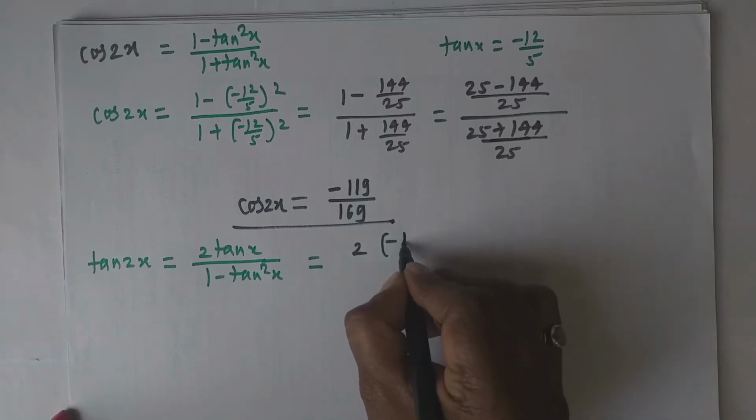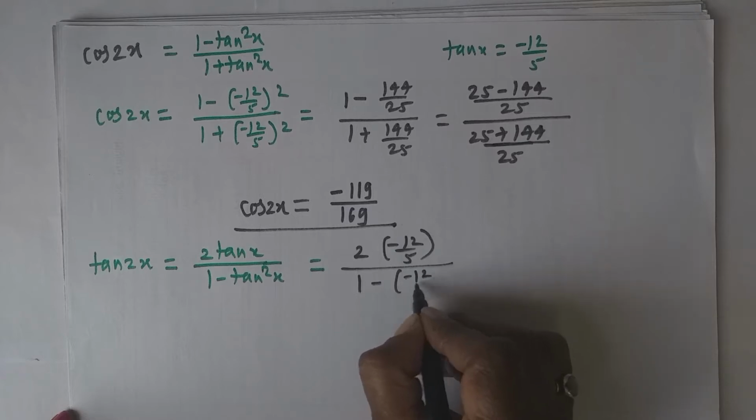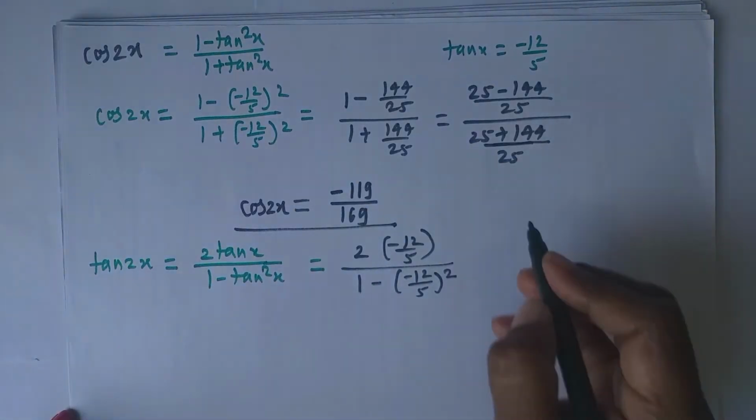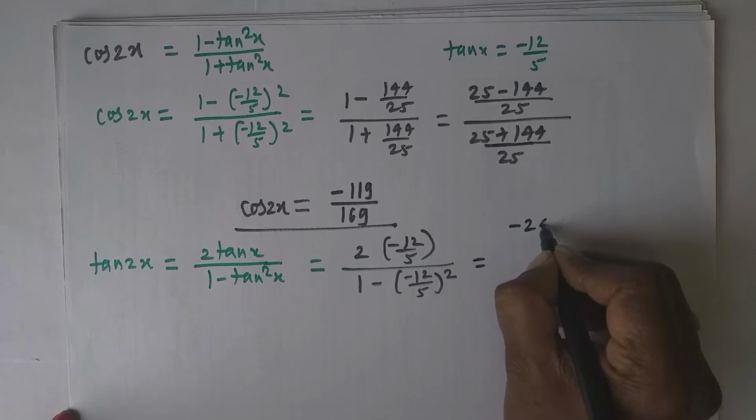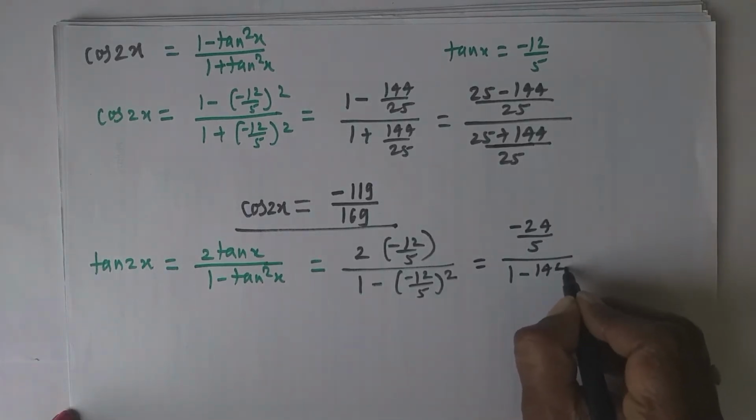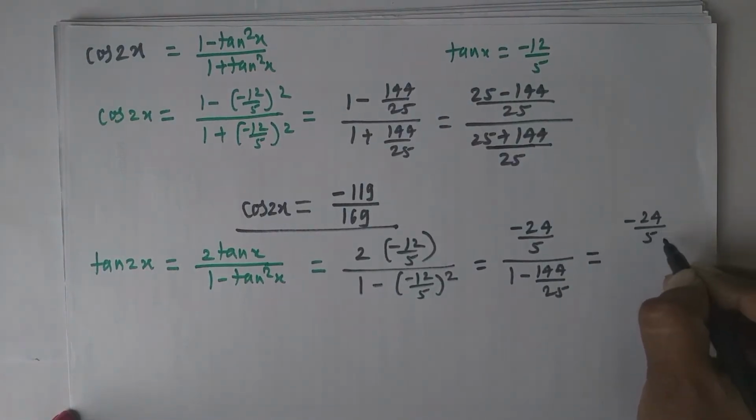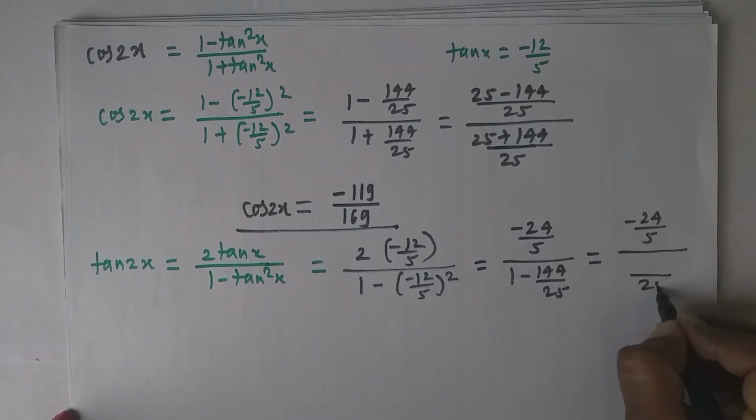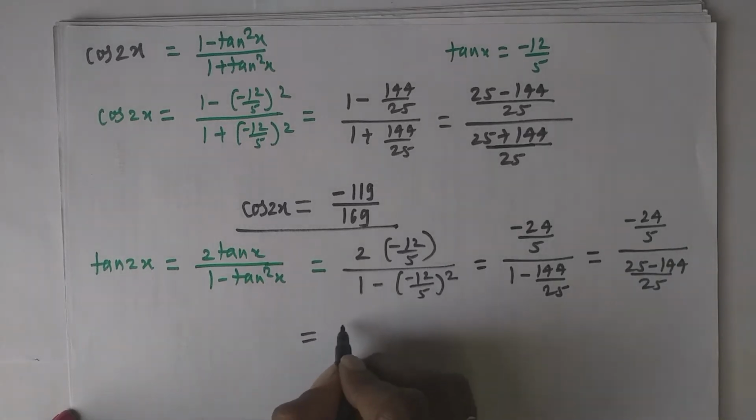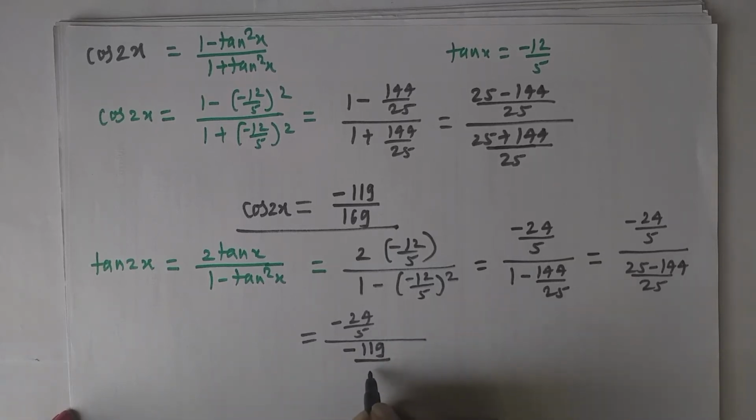2 times minus 12 by 5 divided by 1 minus 12 by 5 square. Now simplify this. This will be minus 24 divided by 5. And this will be 1 minus 144 divided by 25. Now here you keep the numerator as it is. In the denominator take the LCM 25. This will be 25 minus 144. After simplification this will be minus 24 divided by 5 divided by minus 119 divided by 25.